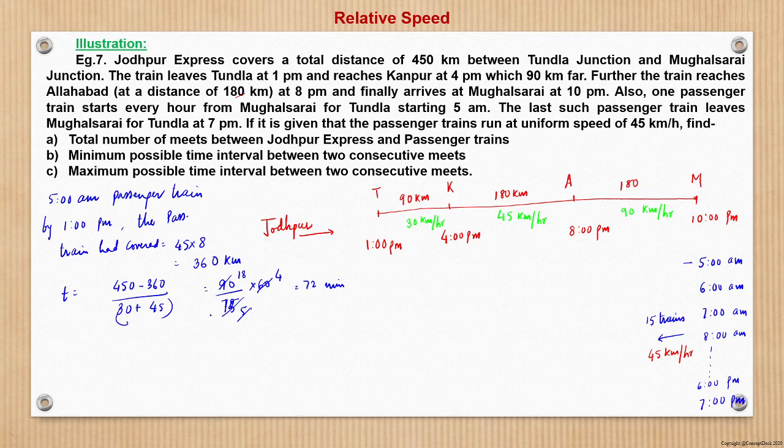Now let us check for the last train. Sorry, the last train starts at 7 p.m. So let us check the position at 7 p.m. Where is Jodhpur Express at 7 p.m.?